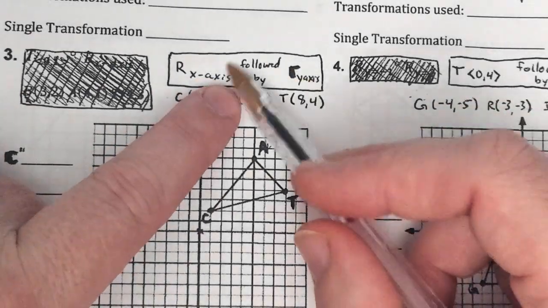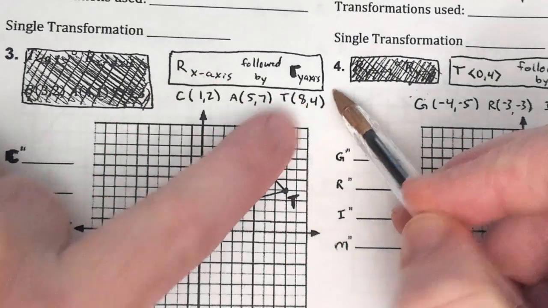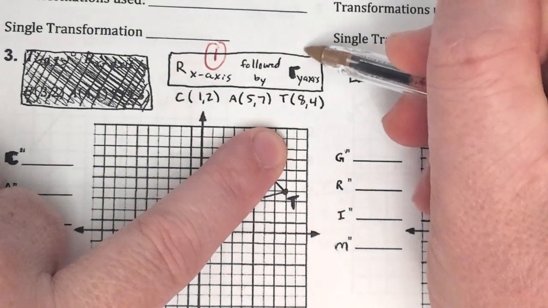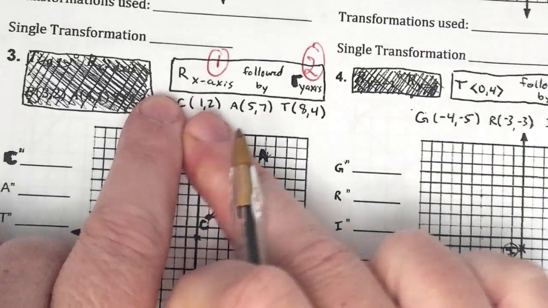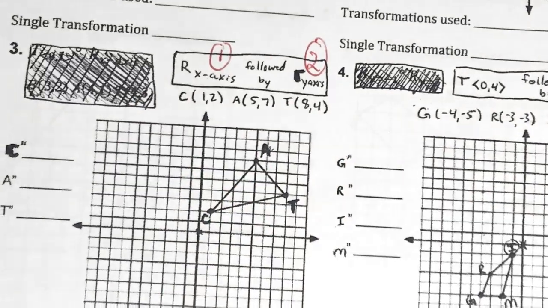But in this case, you see how it says in words, do this followed by this? This will be the first thing you do. This will be the second thing you do. So if they say it in words, you follow the words.